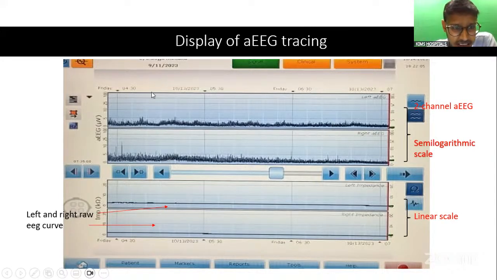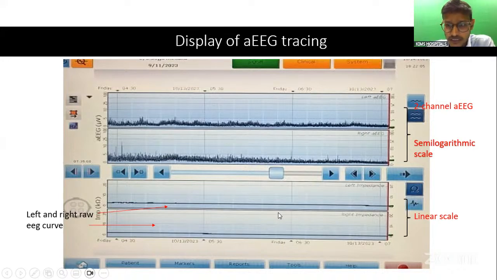If you see, the trace is 2 lines, and in between you have 6 small boxes. These 6 small boxes constitute 1 hour, and the tracing represents the microvolts corresponding to the left and the right side of the cortex. So it is displayed on a semi-logarithmic scale.